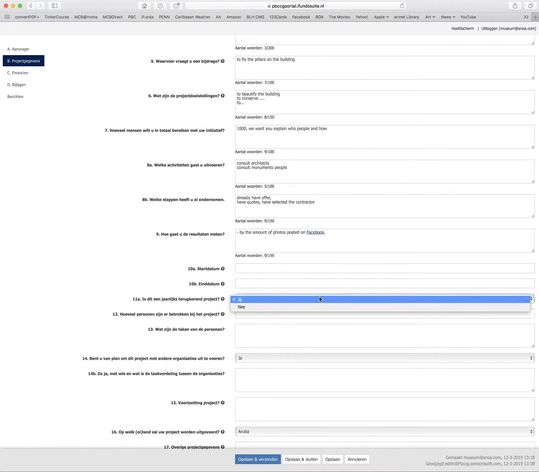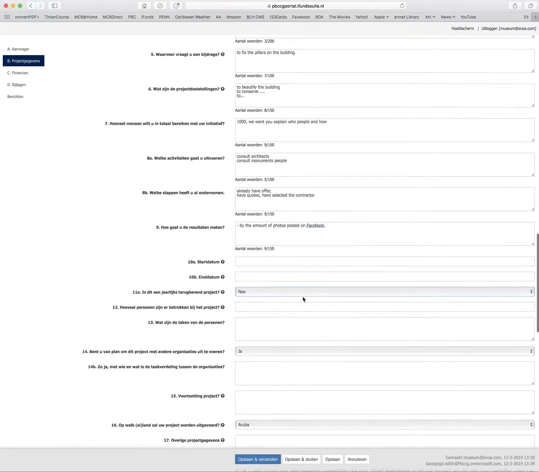Is this a program that's going to come back? That's important for us to know, because we want to know if it gives us a little bit of an idea about the durability. In our case, it's a no, because once I fix those pillars, there's nothing else that I need to fix.